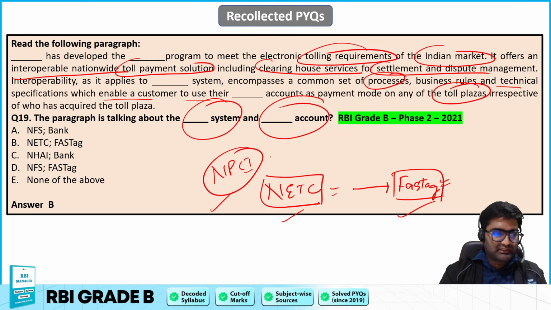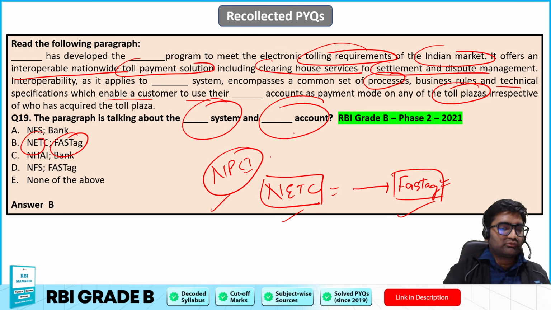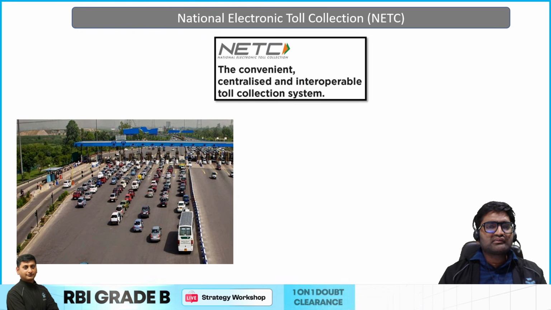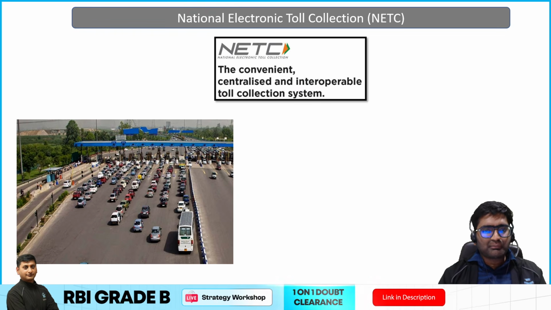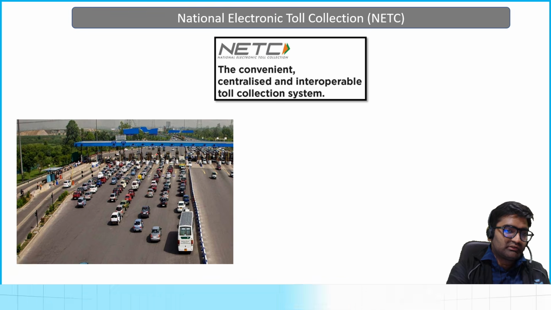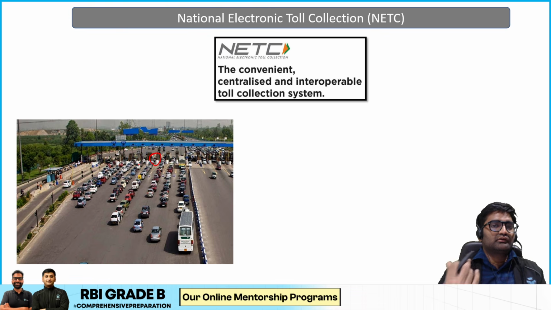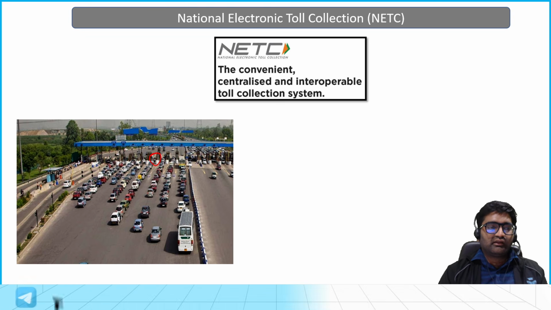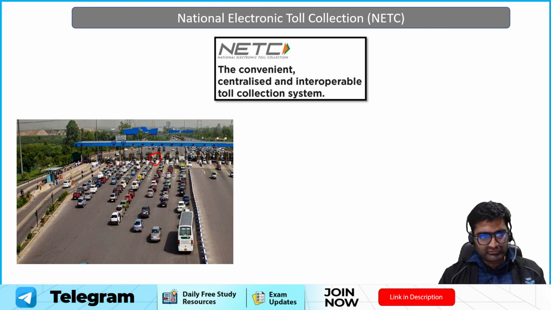Yes, if you have answered B, NETC and the FASTag account, that is absolutely the right answer. Clear? So this increases convenience, centralization, interoperable toll collection system, isn't it? If you have so many vehicles waiting over here and there's a dispute going on over here, with respect to change, no change, this is not working, online transaction is not happening, all of these things, that will be a big issue, isn't it?